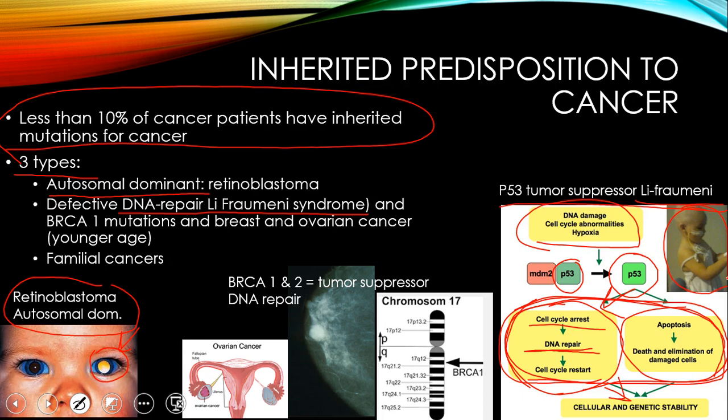BRCA mutations and breast and ovarian cancer is another association we need to make. BRCA1 and 2 mutations are associated with this tumor suppressor. Actually, one place it seemed like it said tumor suppressor, the other place it said DNA repair. So that's something we need to look up and double check on. But here's a radiographic image of a breast tumor. And here is an image showing ovarian cancer. And here it is on chromosome 17, the BRCA1 gene.